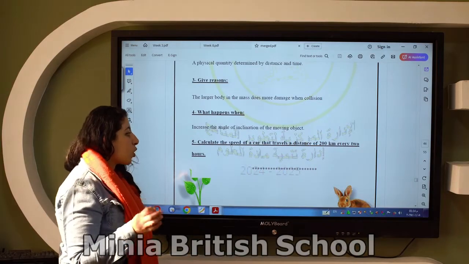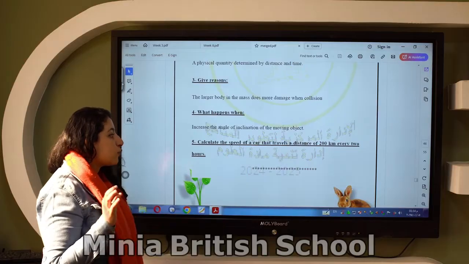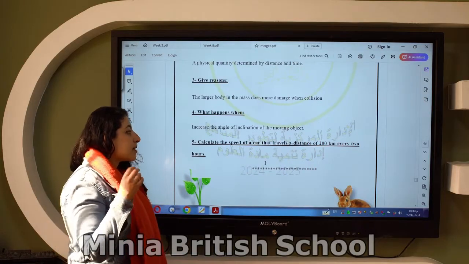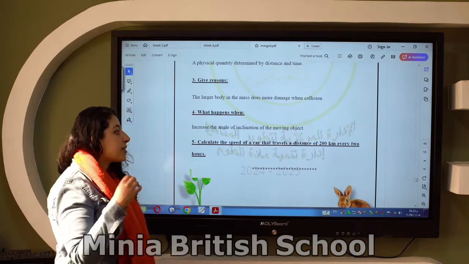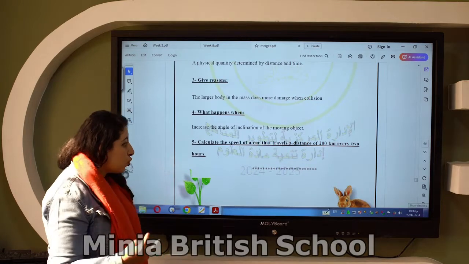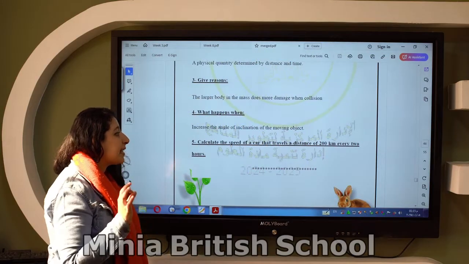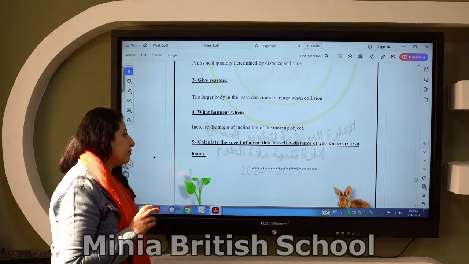Calculate the speed of the car that travels a distance of 200 kilometers every 2 hours. Speed equals distance divided by time. Equals 200 divided by 2 equals what? Equals 100 kilometers per hour.